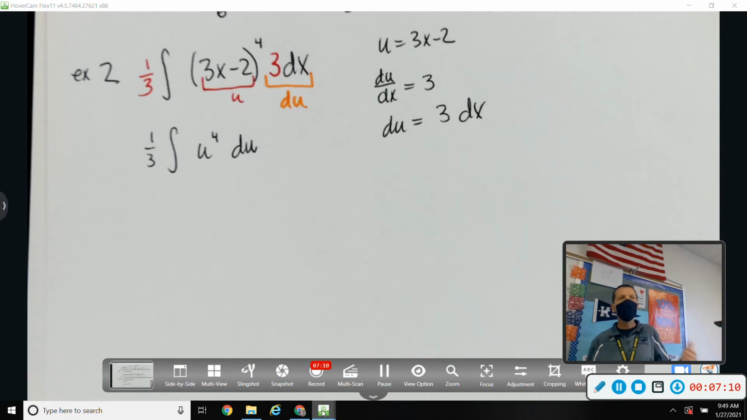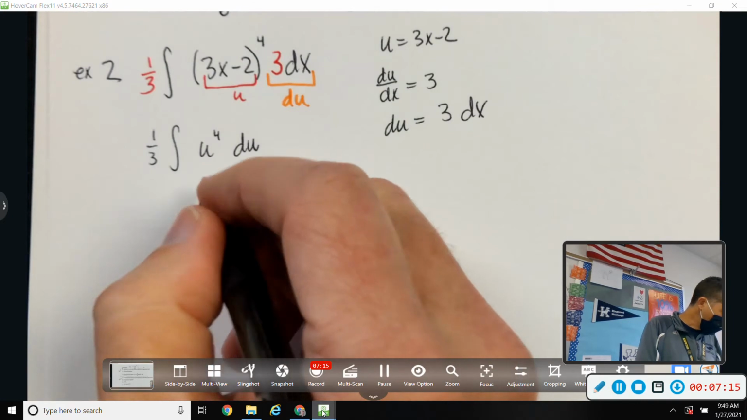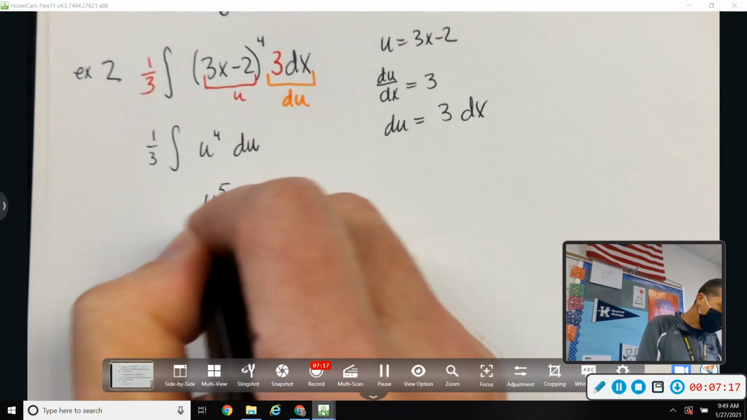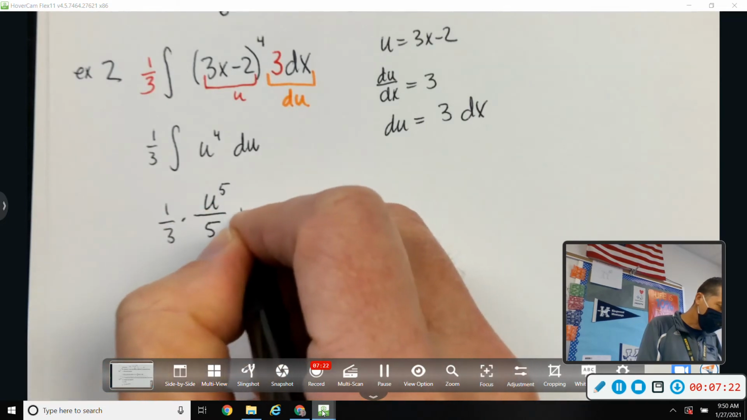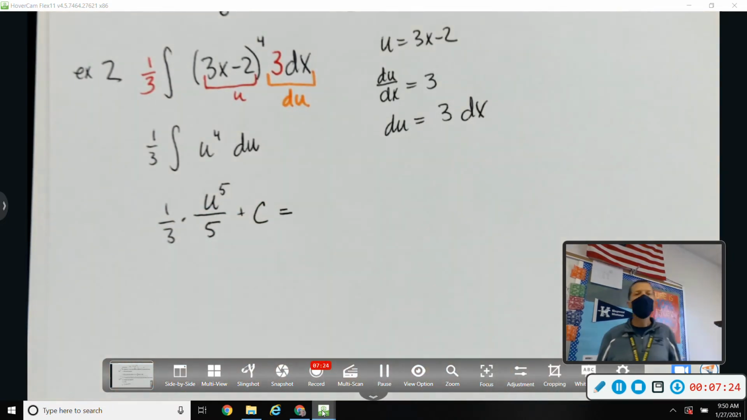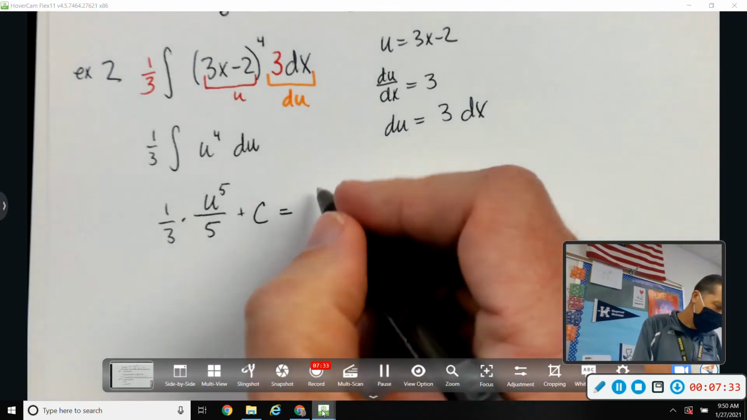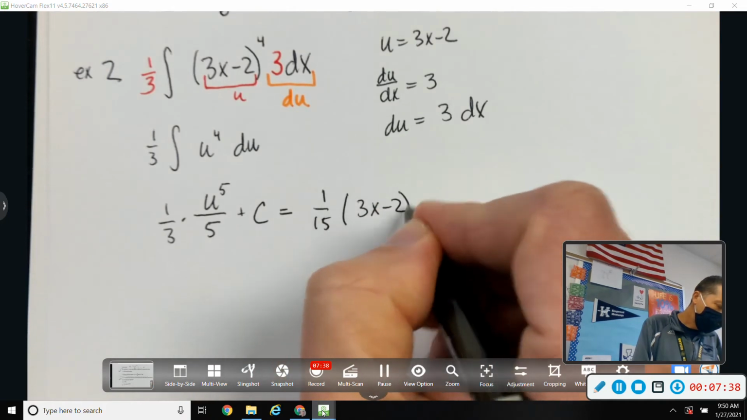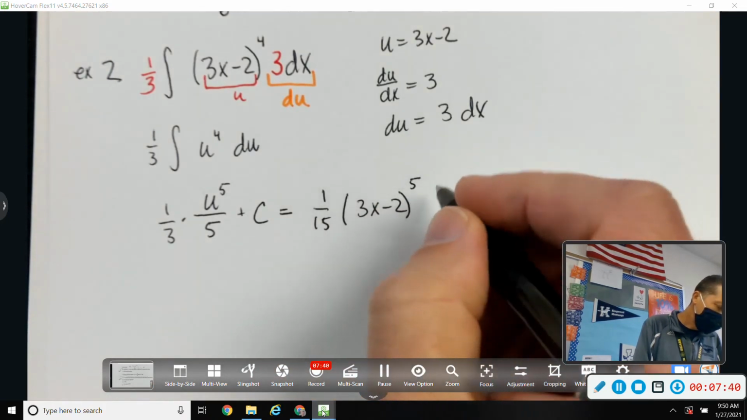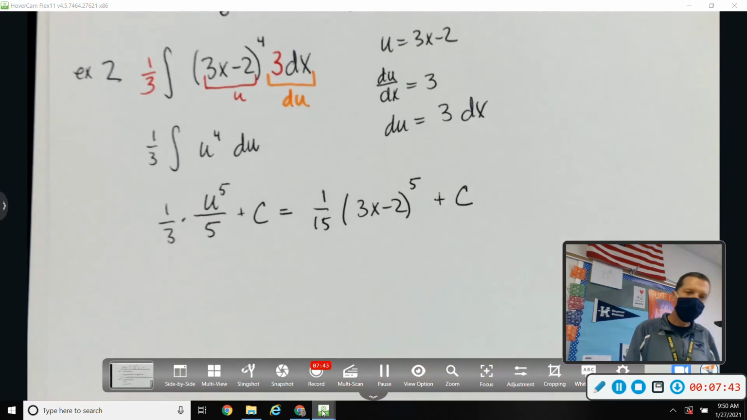So we've done the hard work. Now we've got what should be the easy work. Increase the power by 1, divide by the new power. 1/3 still out there. Plus c. And then don't leave that, because the problem started as an x problem. We need an x answer. So 1/15, 3x minus 2 to the fifth, plus c.